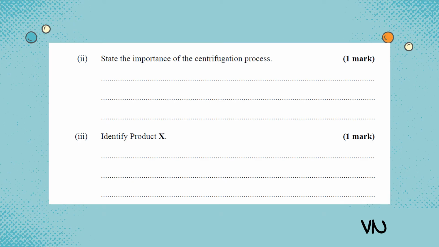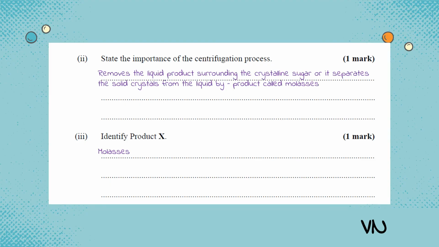Part 2 of the question asks us to state the importance of the centrifugation process, and also you are to identify product X. So an acceptable answer there for part 2 will include that it removes the liquid product surrounding the crystalline sugar, or it separates the solid crystals from the liquid byproduct, which we call molasses. Part 3 there is asking us to identify product X, which is molasses.